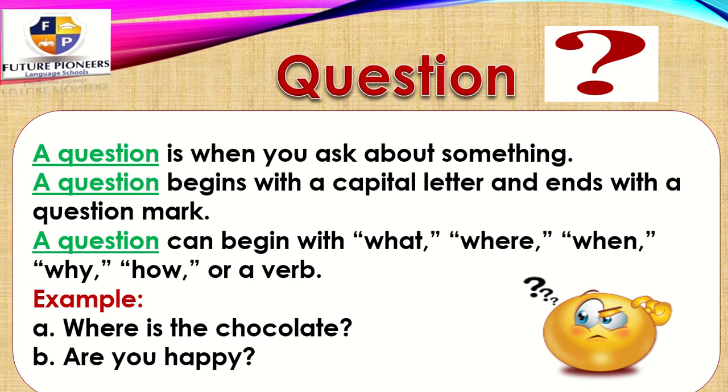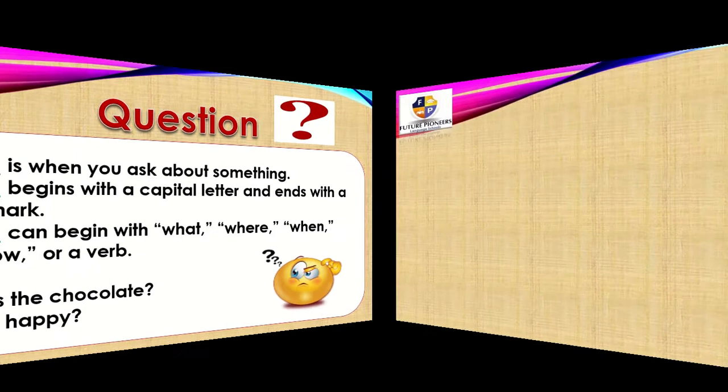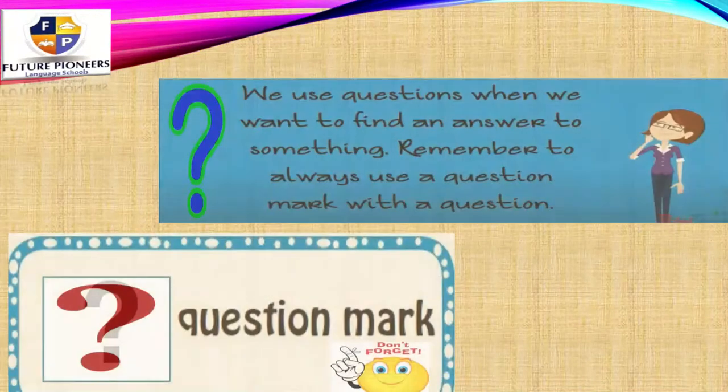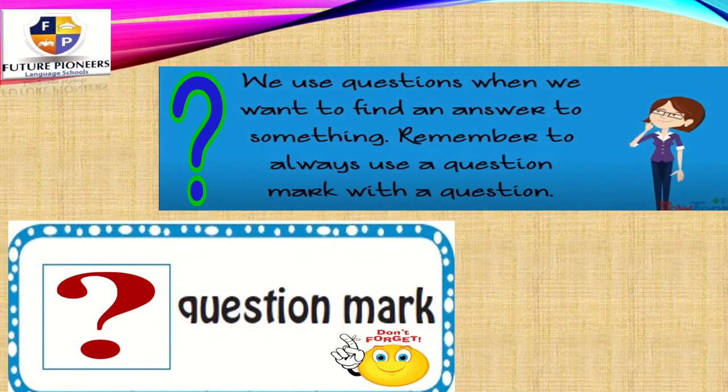But when I ask you, are you happy? When the question starts with one of the auxiliary verbs, I answer starting with yes or no. Excellent. Yes or no. Are you happy? If you are happy, you will say, yes, I'm happy. If you are not happy, you will say, no, I'm not. We use questions when we want to find an answer to something. Remember to always use a question mark with a question.